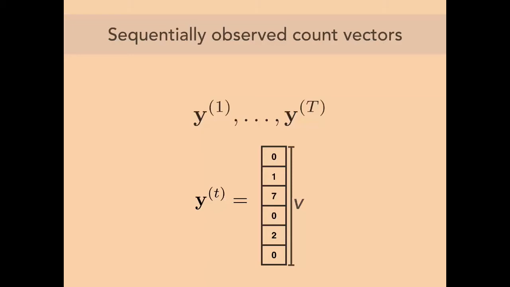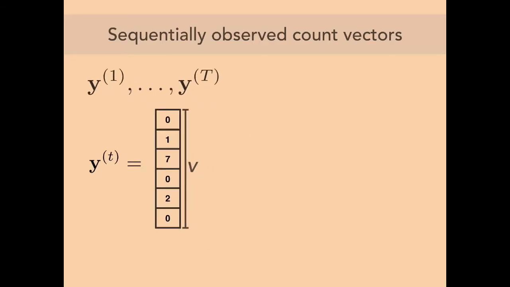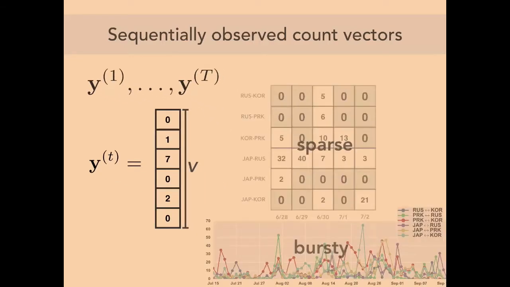Just some notation, y is going to be that vector that we observe over T different time steps, and it's V-dimensional. And in the general case, I think we do expect that count data is going to be sparse and bursty, okay, especially when V is very large.